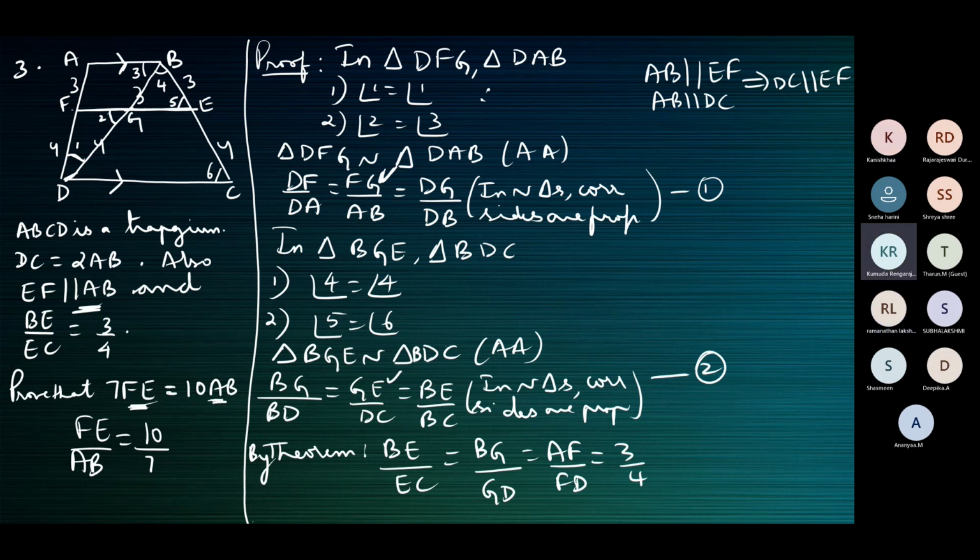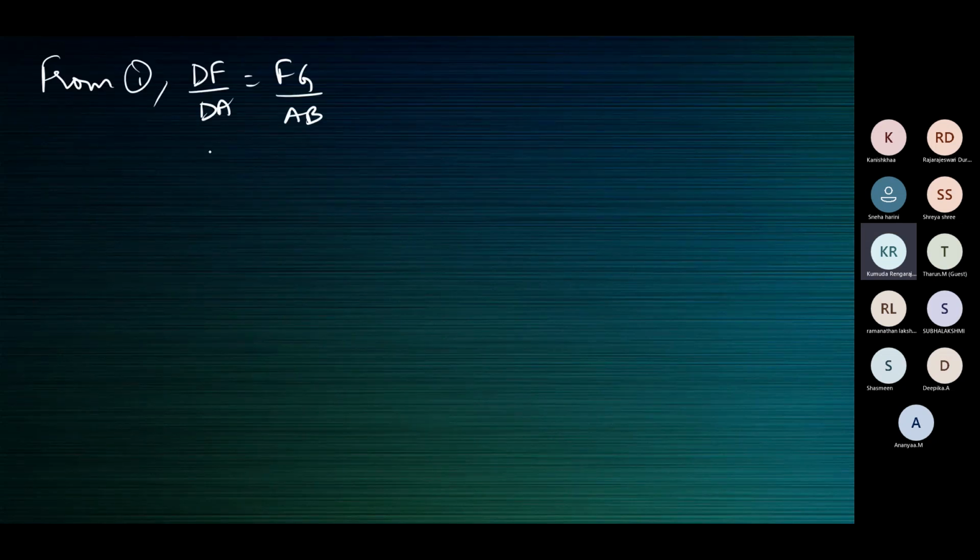And how much is DA? 7x. So 4x by 7x is equal to FG by AB.